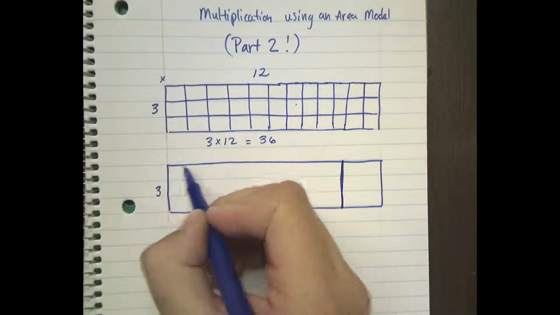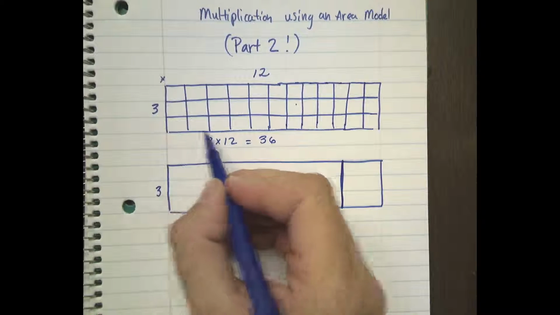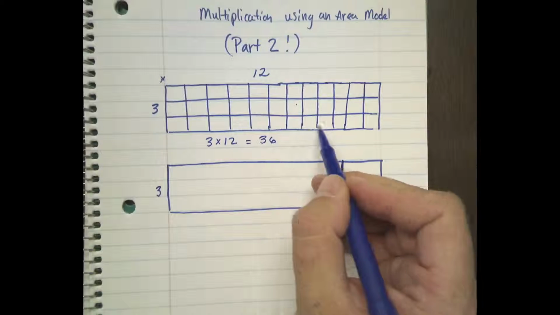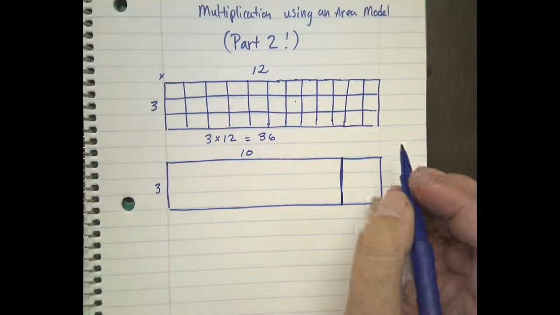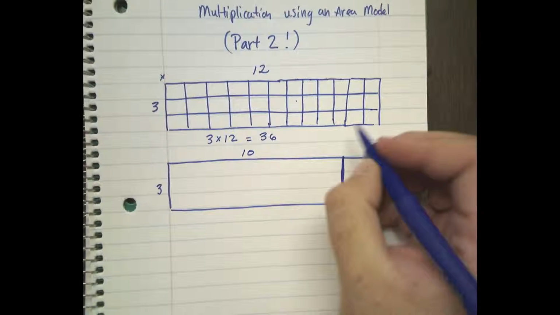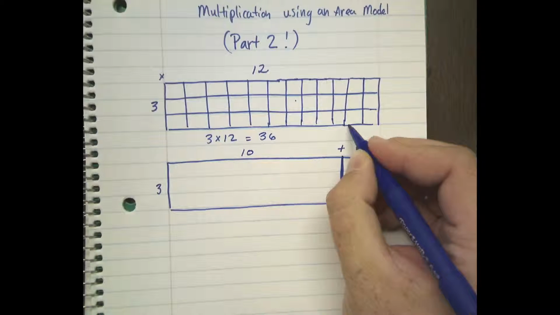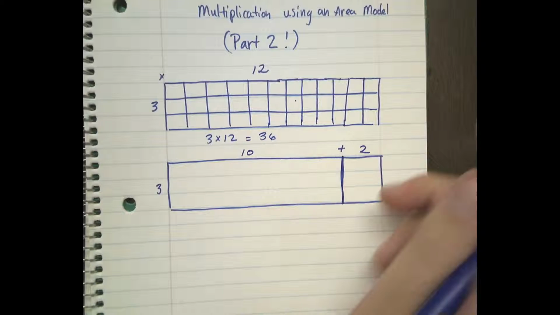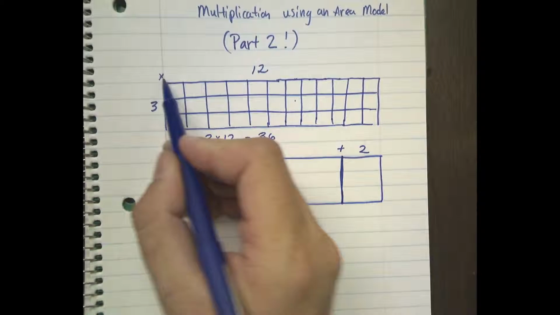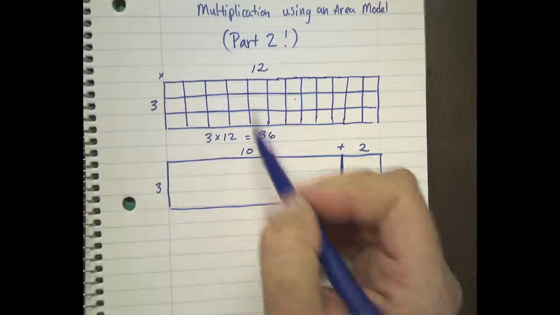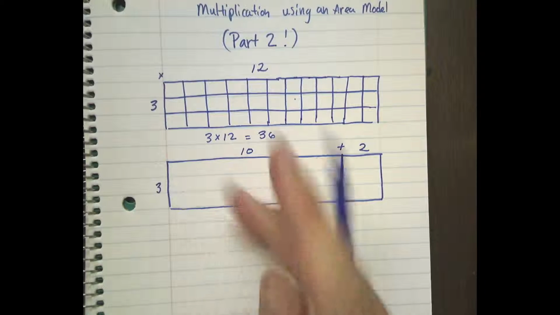And so this side right here is going to be 1, 2, 3, 4, 5, 6, 7, 8, 9, 10. So this is 10 units long, this side on the top. And I'm going to add it to this side, which is 1, 2. So you're going to add it like that, and that is 10 plus 2, it's the same length, so it's just 12, and then 3 on this side.